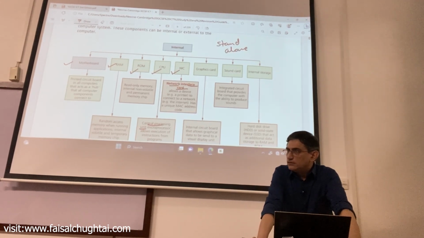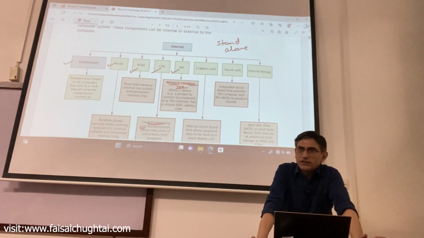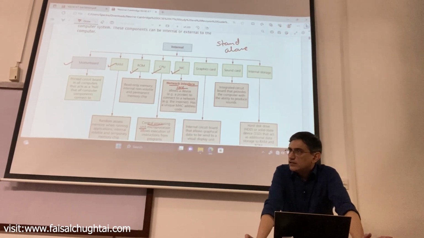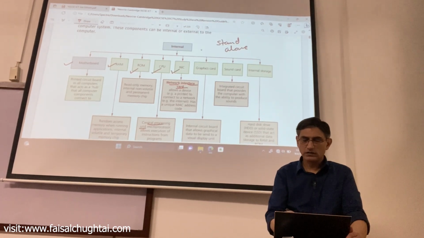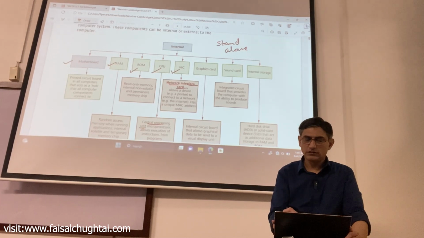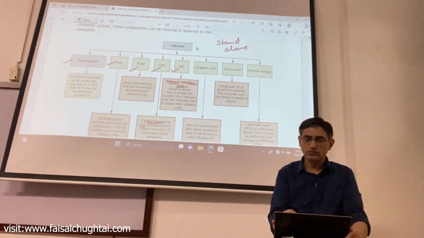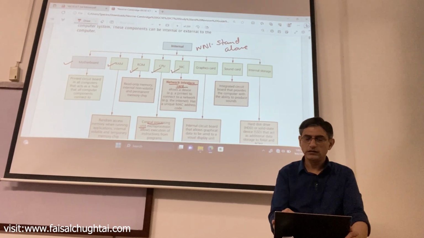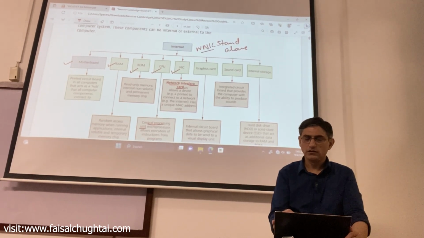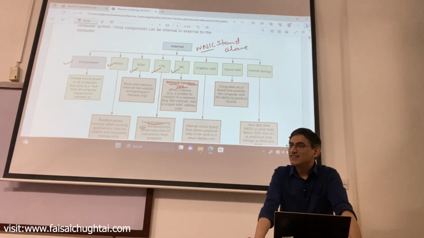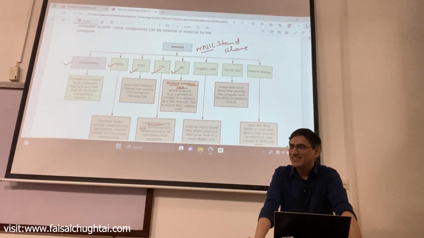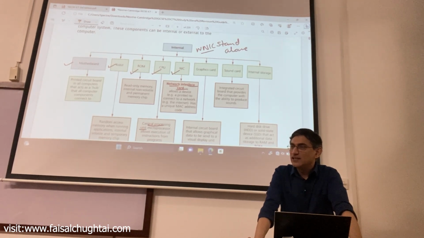We have a normal network interface card, which is just simply called an NIC, but we do have a variation of an NIC, and that is, let me write it down here, WNIC. Any idea what WNIC might be? Wireless network interface card.